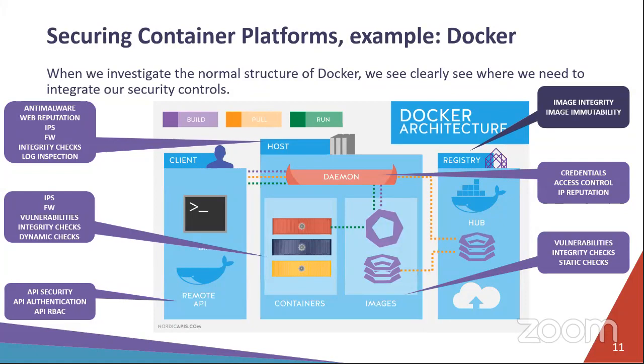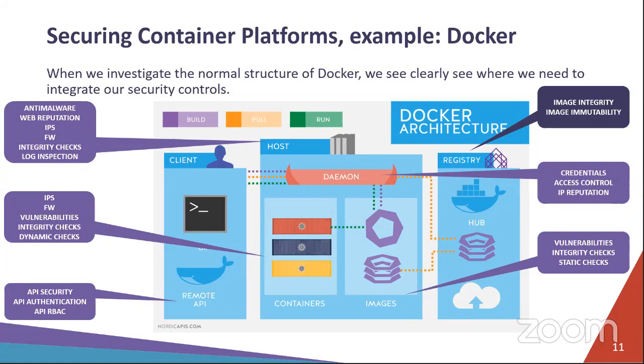If we take Docker as an example and look into a Docker architecture, depending on where we're sitting, we need to put different types of security solutions into place. For example, if it's on the host, we need to put in anti-malware. And we also need to filter the URL communications with web reputation. We need also to filter with IPS and firewall. We need to check for integrity. We need to also check logs in different libraries and applications running on the host that may report that there is something that could be flagged as suspicious.